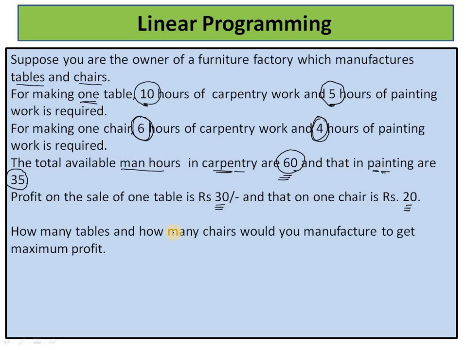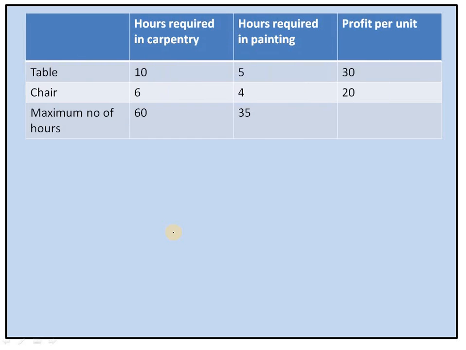कैसा टेबल बनाएंगे? चलो नेक्स्ट पेज पे मैं टेबल बनाता हूं. अभी ये मैंने टेबल बनाया. This is the wooden table. It requires 10 hours work in carpentry department. It requires 5 hours work in painting department and it gives the profit of ₹30 per unit. एक टेबल बनाने के लिए मुझे कारपेंट्री में 10 घंटा काम करने का है, 5 घंटा पेंटिंग में काम करने का.